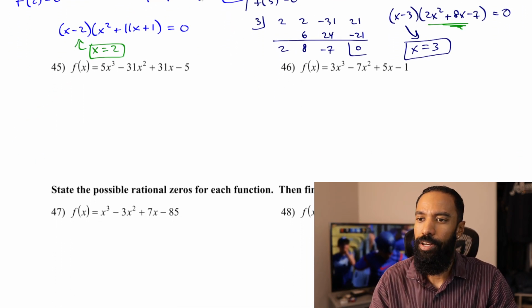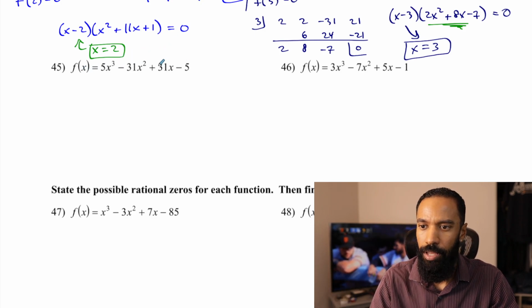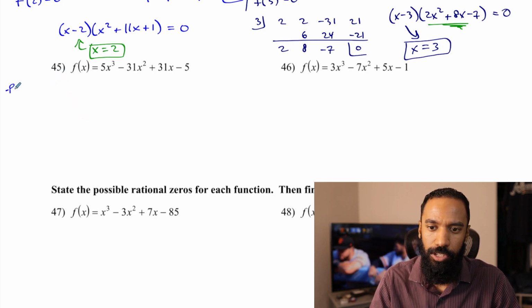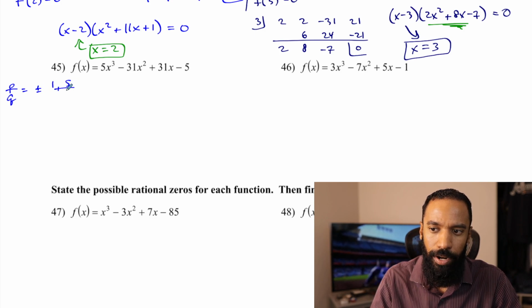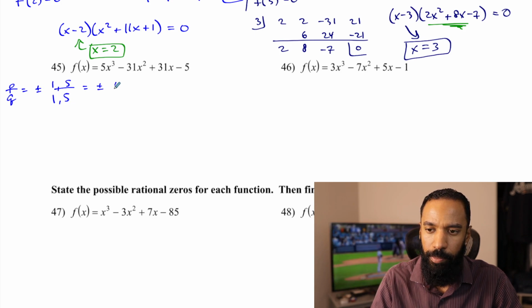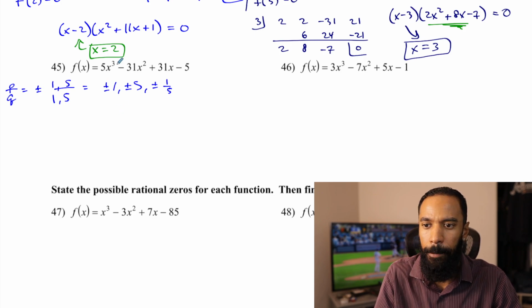All right, number 45. I'll probably do these last two before I pause for the rest here. So possible factors here, your p's over q's in this case, are plus or minus 1 and 5 over 1 and 5 here. So your possible factors there are plus or minus 1, 5, and really 1/5, because the other one is 5/5, which is plus or minus 1.